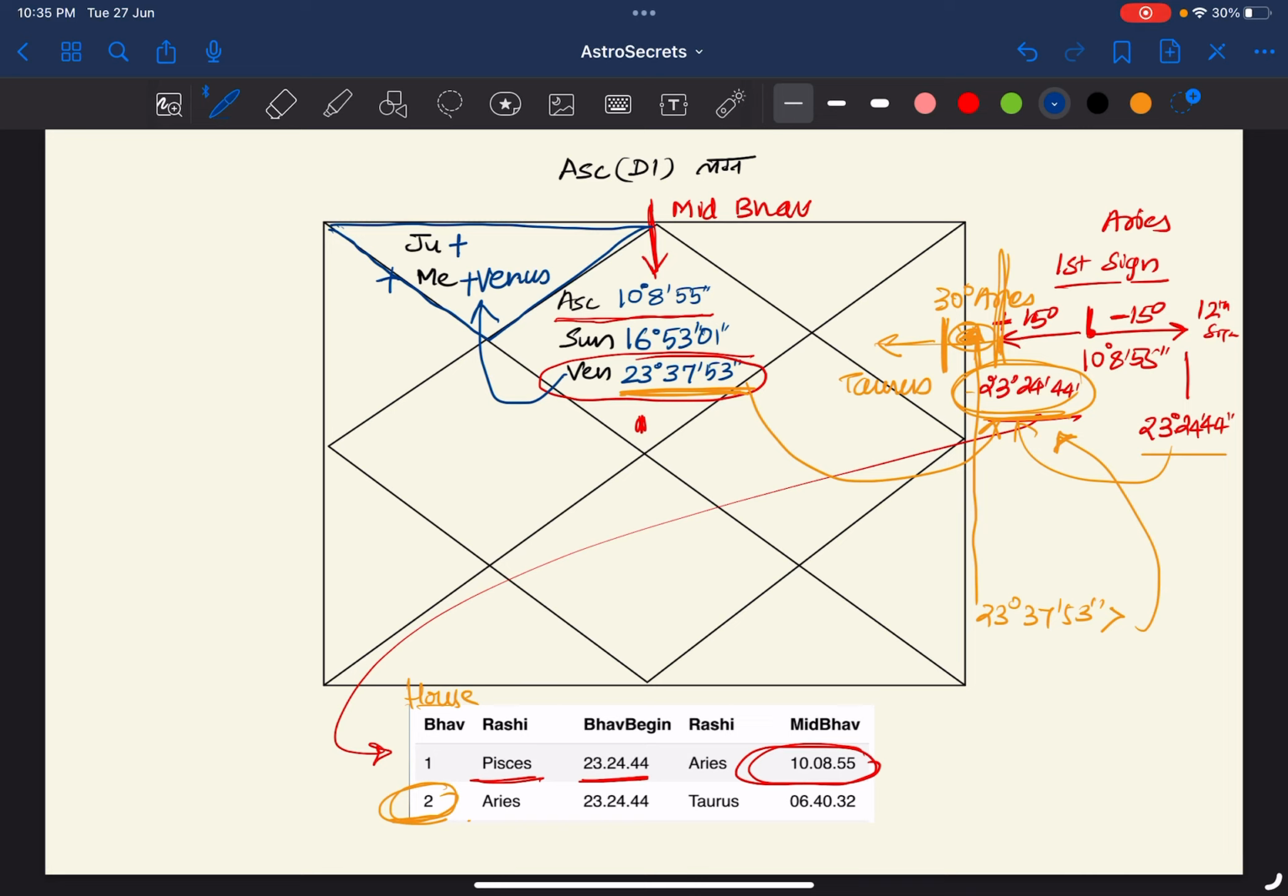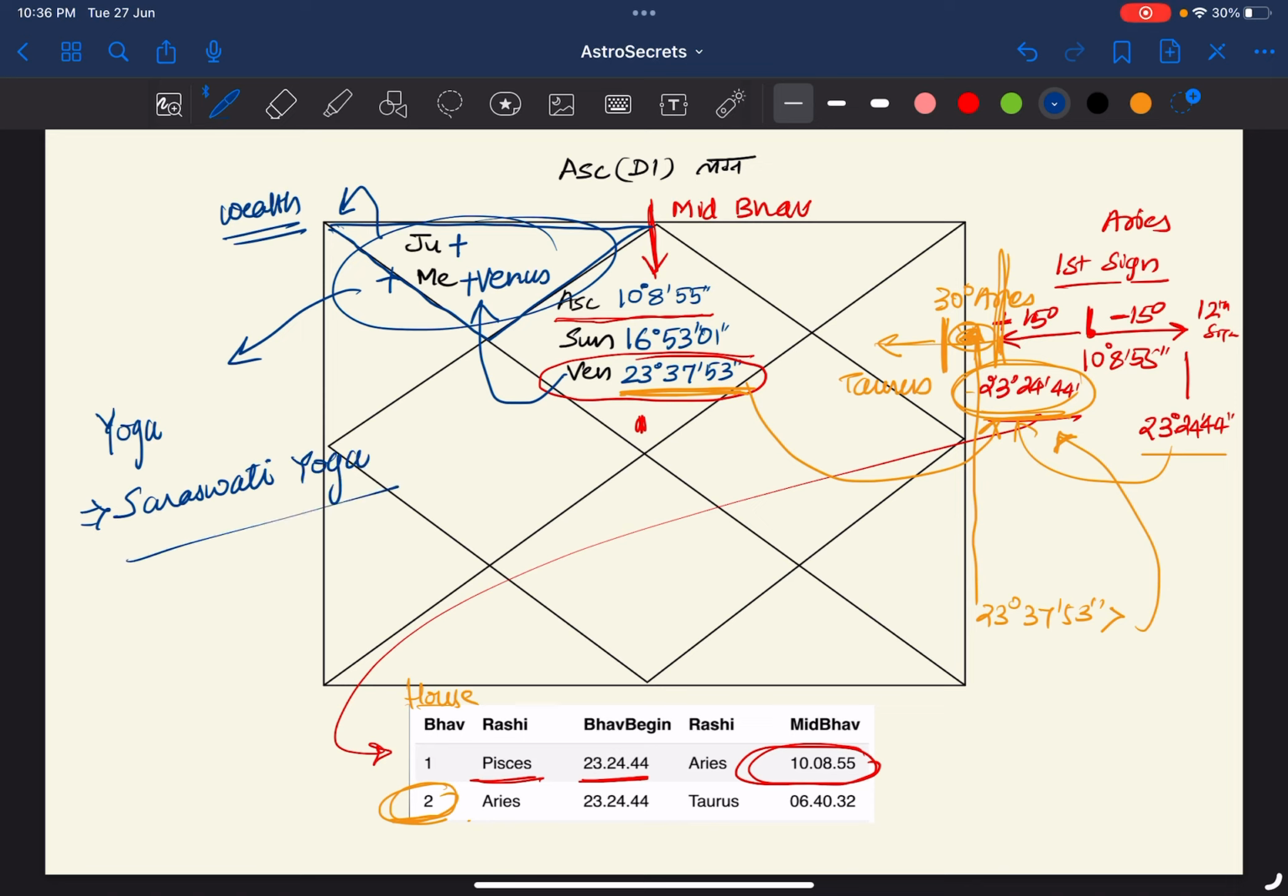Second house is with respect to wealth, right? And this conjunction is also making a yoga, which you can search about. This is called Saraswati yoga, right? So this particular point was not covered. I just wanted to quickly tell you a little bit about it.